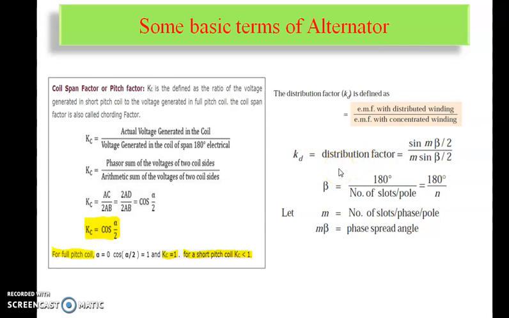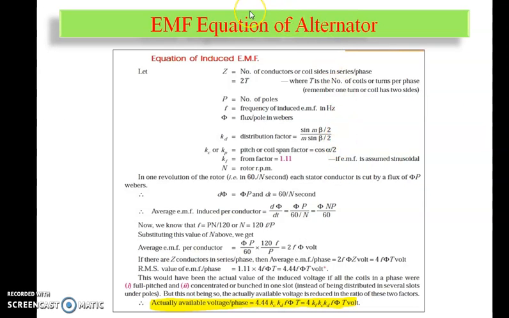Next we will move towards the EMF equation of alternators. This is the EMF equation of alternators. What amount of voltage or EMF is generated in the alternator, we are going to see through this formula. This information we are taking from the reference books, and it is similar to the EMF equation of the transformer. You have already seen the EMF equation of the transformer in the previous semester, in DC machines and transformers. Similarly, we are taking the EMF equation of the alternator.